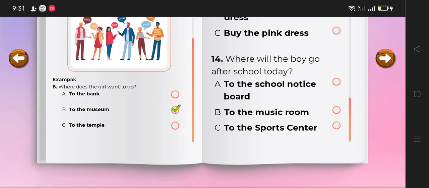Where will the boy go after school today? A. To the school notice board. B. To the music room. C. To the sports center.